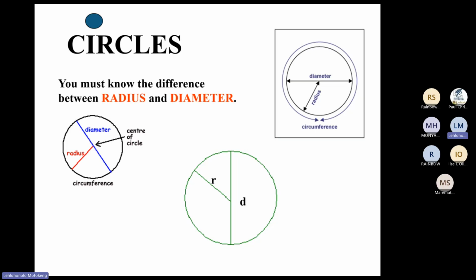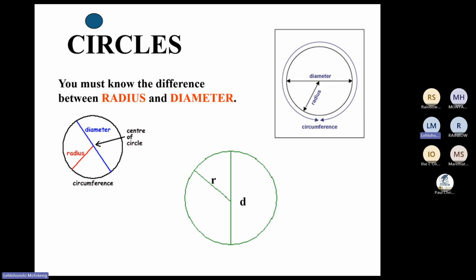And then when we talk about the radius, it is the line segment from the center of the circle to the circumference. So now we realize that a radius is half of a diameter. That simply means that in a diameter, we are having two radii, which is the plural form of a radius.